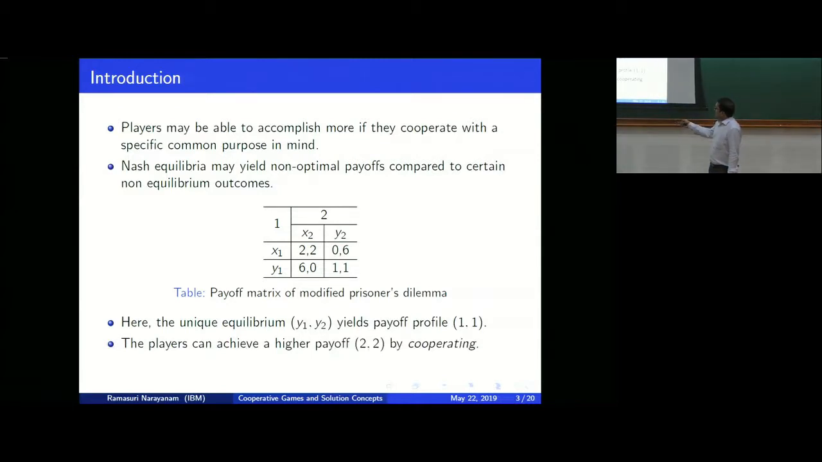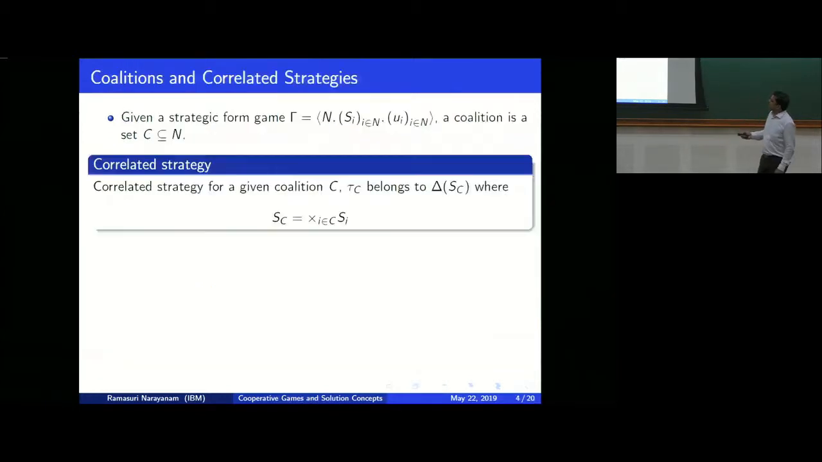So that's what is clearly mentioned. So players can achieve higher payoff by cooperating. Okay, so towards this direction, the first step is called correlated strategies. So what is a correlated strategy?